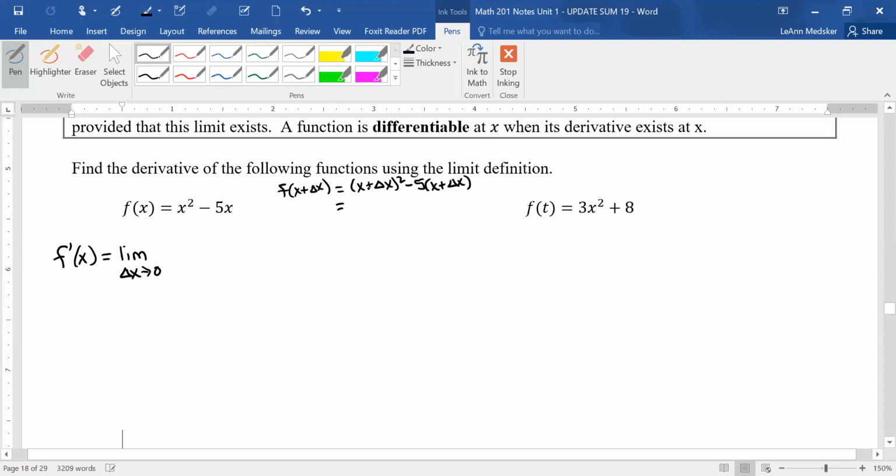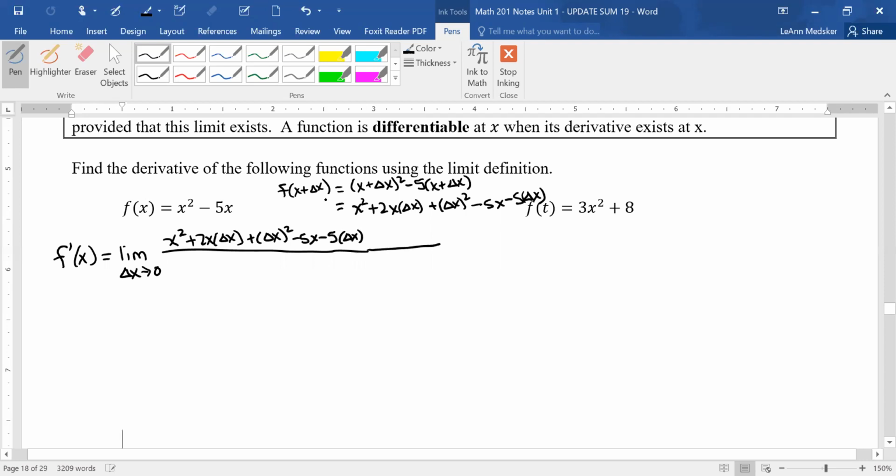You'll get used to this. We FOIL this out a lot. So this is x squared plus 2x delta x plus delta x squared, and then minus our 5x minus 5 delta x. So that's this evaluation of f of x plus delta x. So that's going to go on the top part of my fraction here. So x squared plus 2x times delta x plus delta x squared minus 5x minus 5 times delta x.